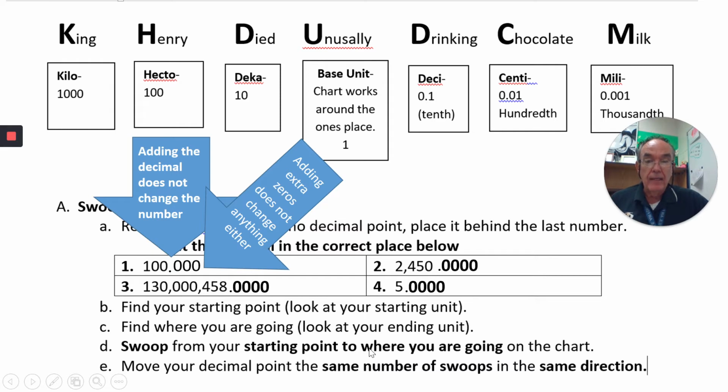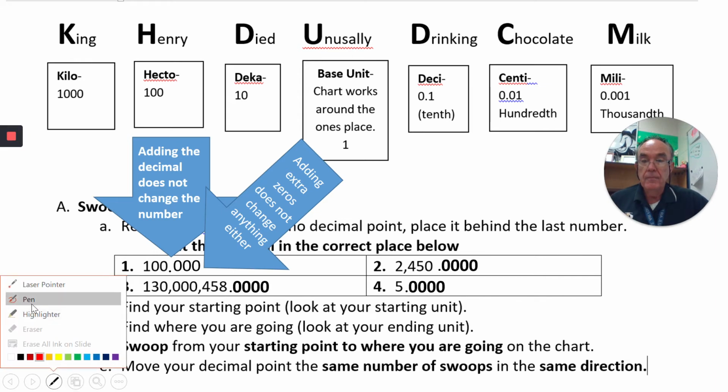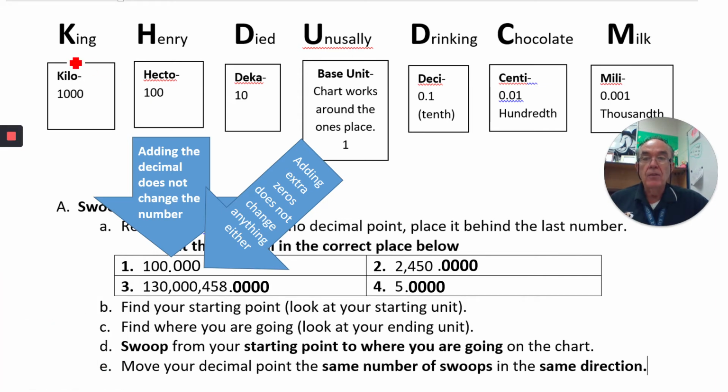So if Mr. Palmer said, convert kilos to the base unit, we would look up here on the chart, and we would find where we're starting. And I said to start with kilos, and I said to come over here to the base unit, which is grams. So we would swoop once, we would swoop twice, we would swoop 3 times. So we would move the decimal place over 1, 2, 3.